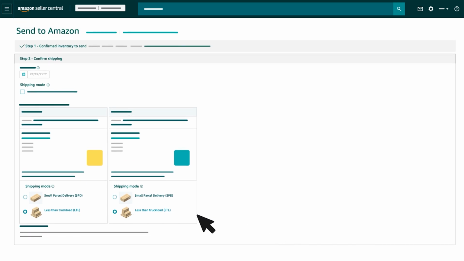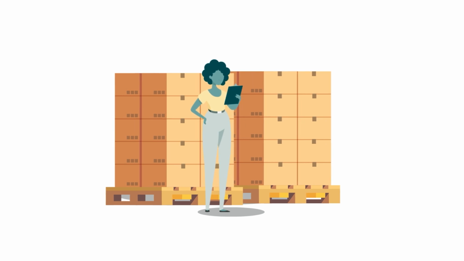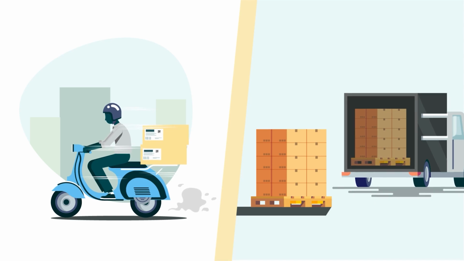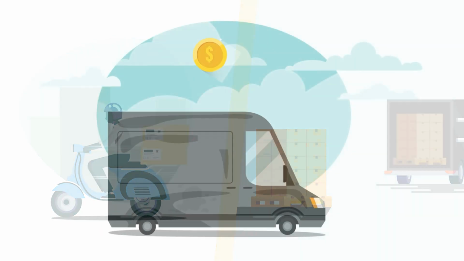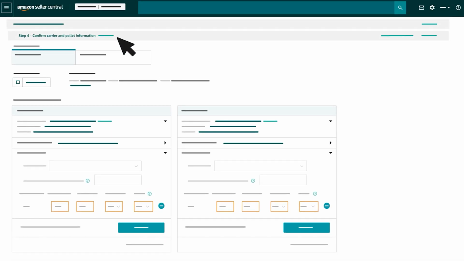If you choose the LTL option, you'll be able to see estimated pallet configurations based on the box content information you provided in Step 1 of the workflow. These are used to estimate the cost for shipping LTL, which serves as guidance for deciding the way your shipment will be transported. To reduce your overall shipping costs, you have the option to modify your pallet configurations and to confirm the carrier in Step 4 of the workflow.